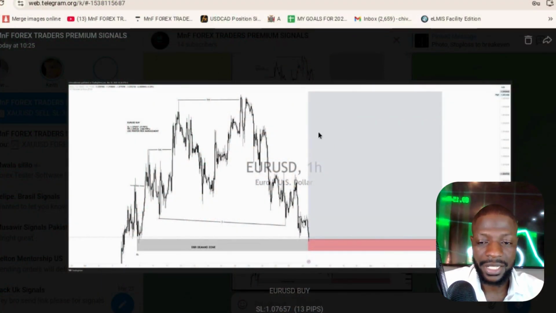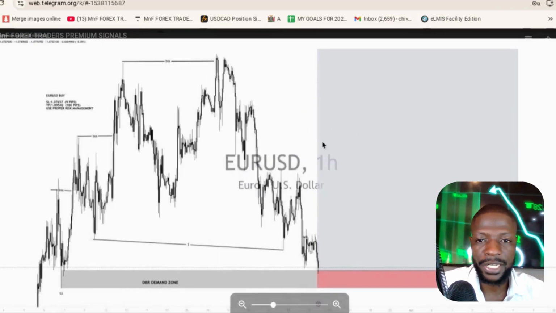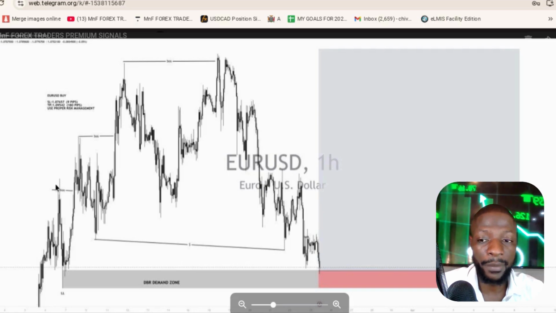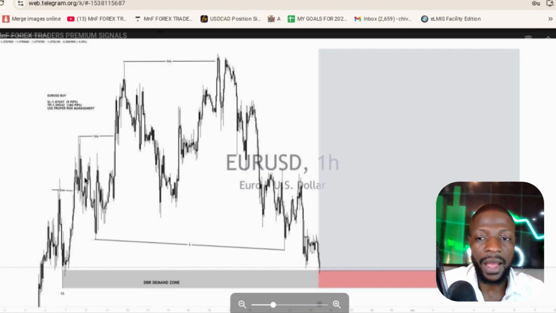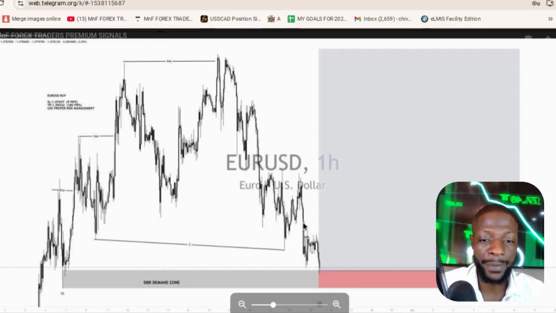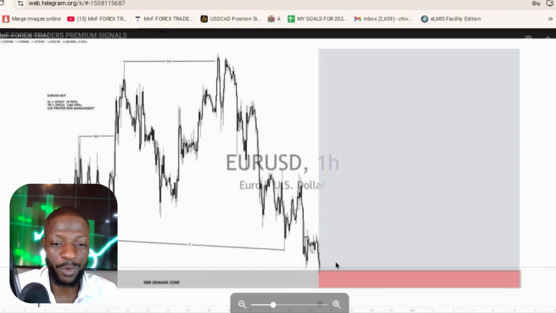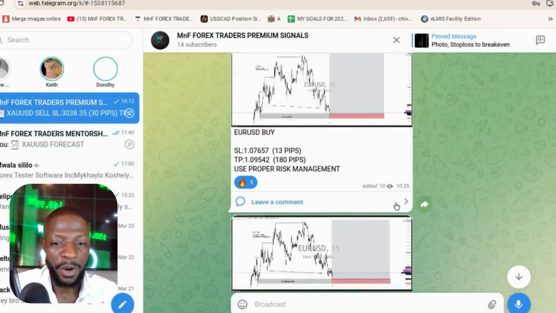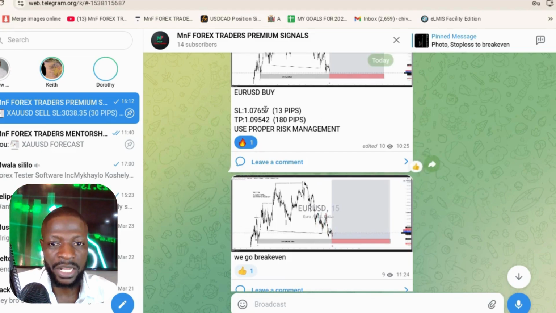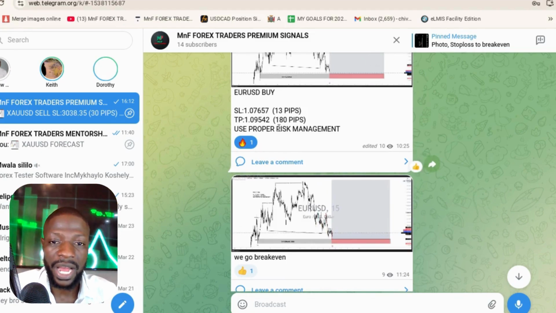So you can actually see that we had a very nice setup right here on Euro USD. We had a QML low, high, and break of structure to the upside, and then also we had liquidity which was left around here. And what happened? The market came and took out the liquidity and then gave us an entry signal right here. And then from here we entered this particular trade. And at this particular point, you can see it was a 13 pips stop loss and a 180 pips target.